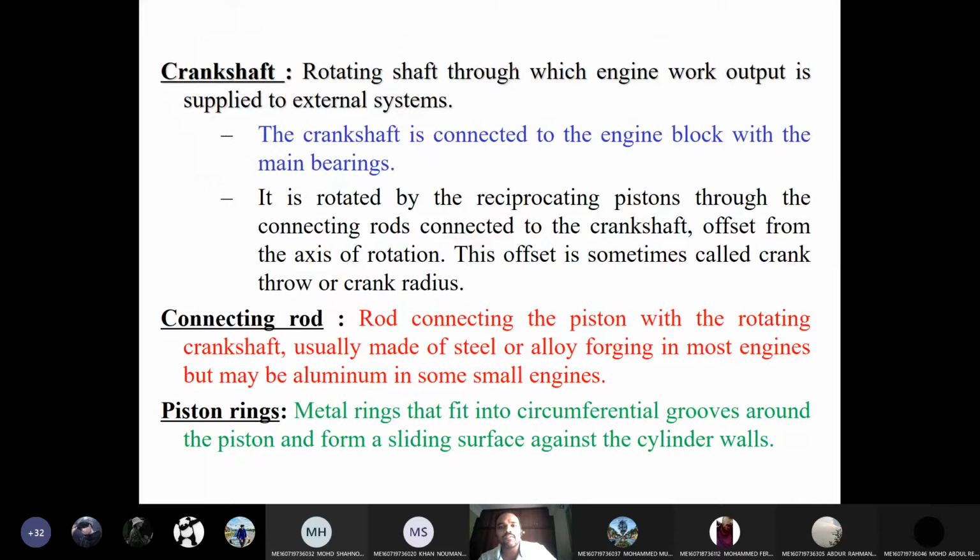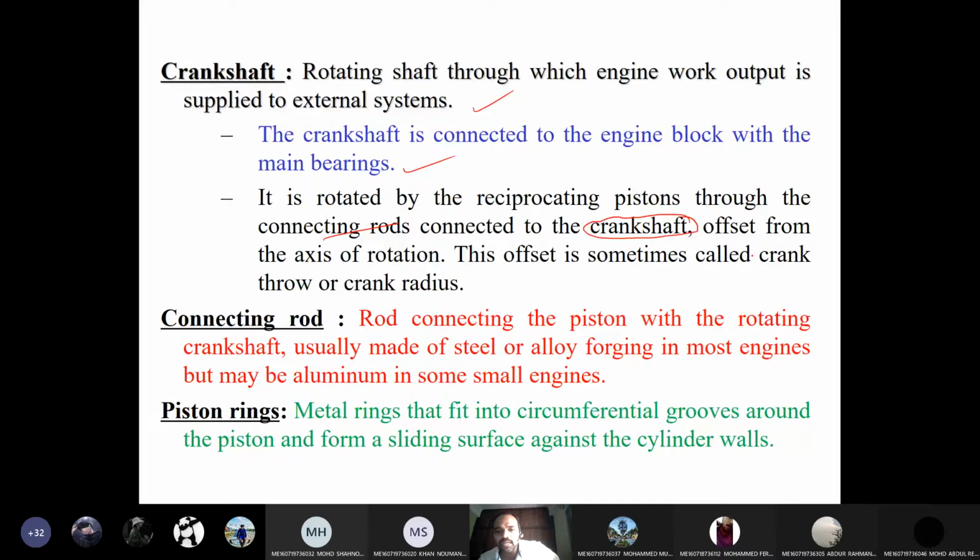Crankshaft, it is the rotating shaft through which engine work output is supplied to the external systems. Okay, so the crankshaft is connected to the engine block with the help of main bearings, and it is rotated by reciprocating pistons through the connecting rods connected to the crankshaft. From the crankshaft, the pistons are connected by using connecting rod, right? And they are offset from the axis of rotation.